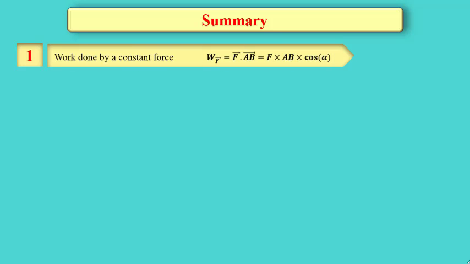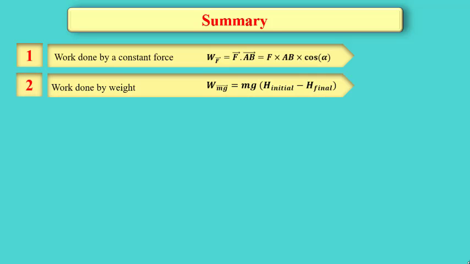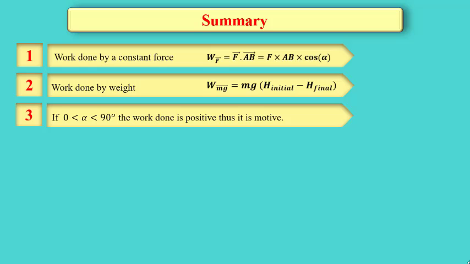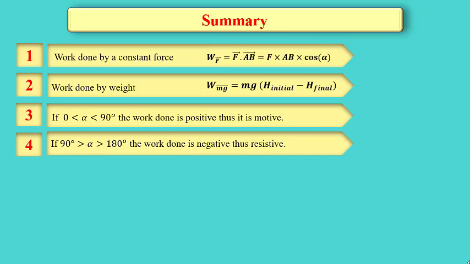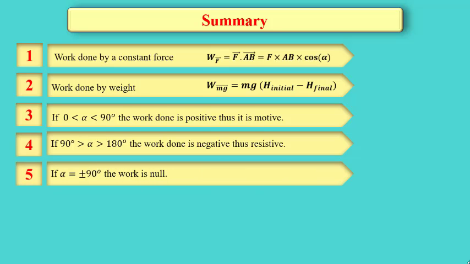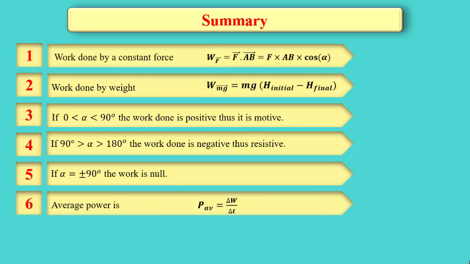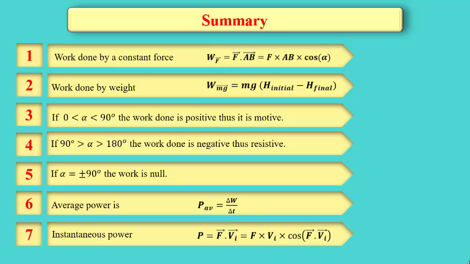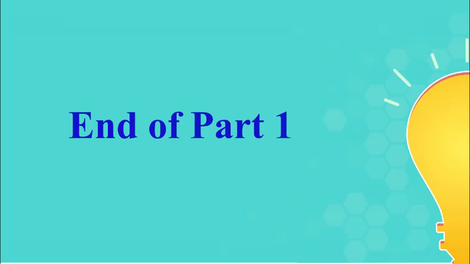To sum up the ideas we took in this video, first we say that the work done by a constant force is simply F AB cosine alpha. The work done by weight is mg H initial minus H final. If the angle is acute, we have a motive force. If it's obtuse, it's a resistive work. If it's 90 degrees plus or minus 90, the work is null. The average power is delta W by delta T. And finally, the instantaneous power is F times v times cosine of the angle between F vector and v vector. This is the end of the first part.